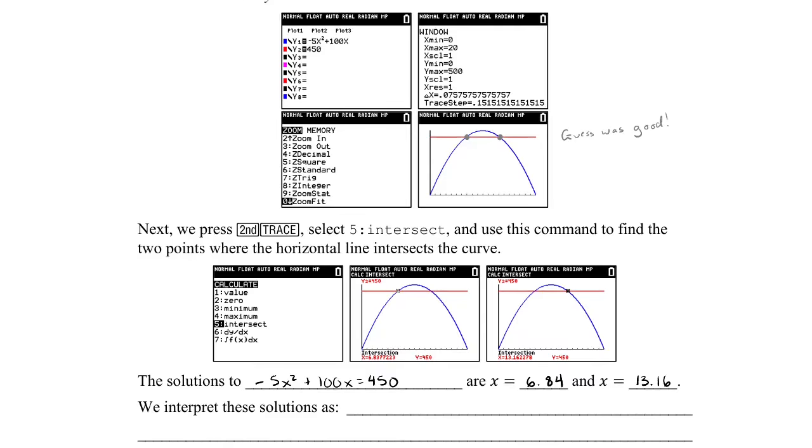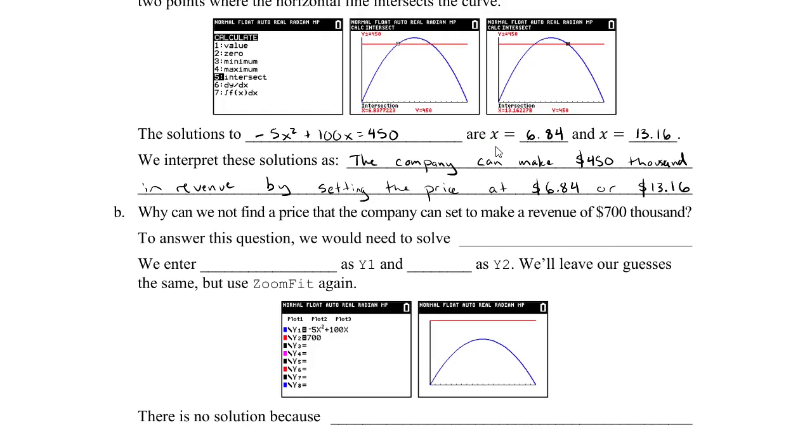How can we interpret these solutions? The company can make $450,000 in revenue by setting the price at $6.84 or $13.16. Let's see one more thing. Let's say we run this company and we set out to make $700,000 in revenue. Right, that's certainly a thing that we can want to do.